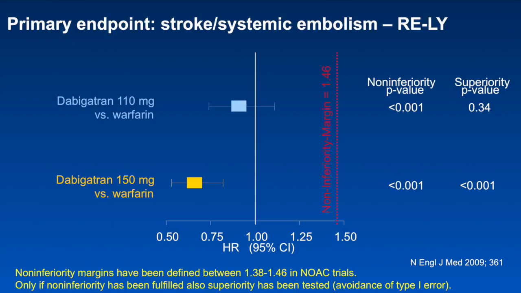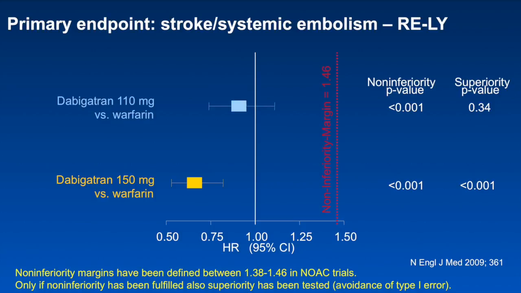However, with superiority, we have different results. Here we see that the dabigatran 110 milligram dose was not superior, it includes 1, but the higher dose was significant. There were different definitions of the non-inferiority margins in the NOAC trials between 1.38 and 1.46. But obviously we had enough space, and I don't think that this influenced the results if you look at the difference between the non-inferiority margin and the confidence intervals.